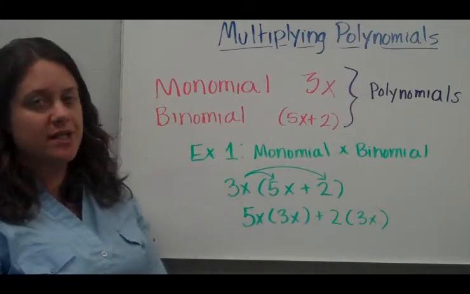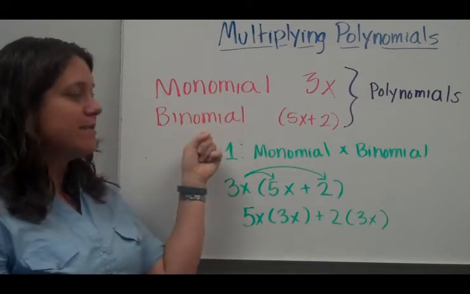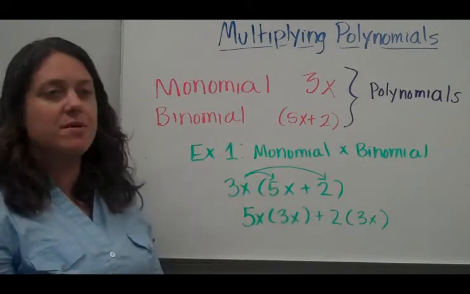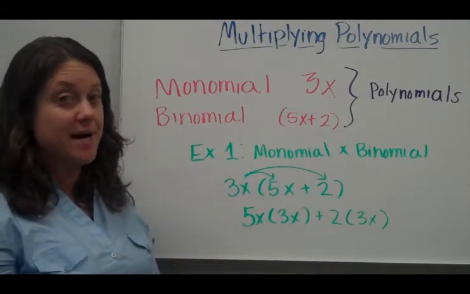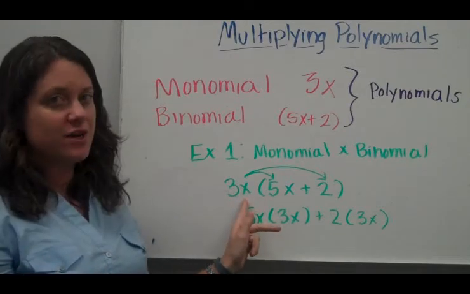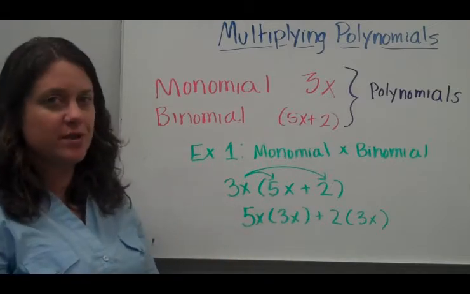So today we're going to focus on multiplying a monomial times a binomial, as well as a binomial times a binomial. So our first example is going to be multiplying a monomial times a binomial. So that's not too difficult. You've got the monomial out front, and you need to multiply that by each term. So in other words, you're just distributing.